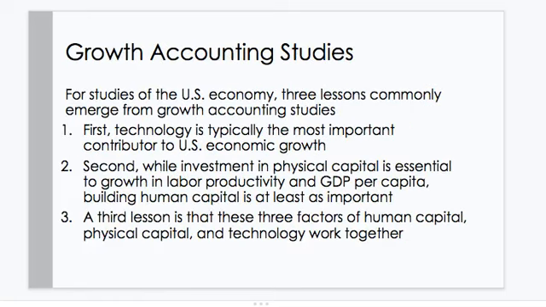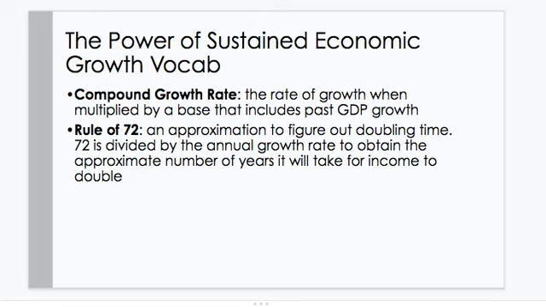Growth accounting studies. In studies of the U.S. economy, 3 lessons have emerged from growth accounting studies. First, technology is typically the most important contributor to economic growth in the U.S. Second, while investment in physical capital is essential to growth in labor productivity and GDP per capita, building human capital is at least as important. A third lesson is that these 3 factors of human capital, physical capital, and technology work together.